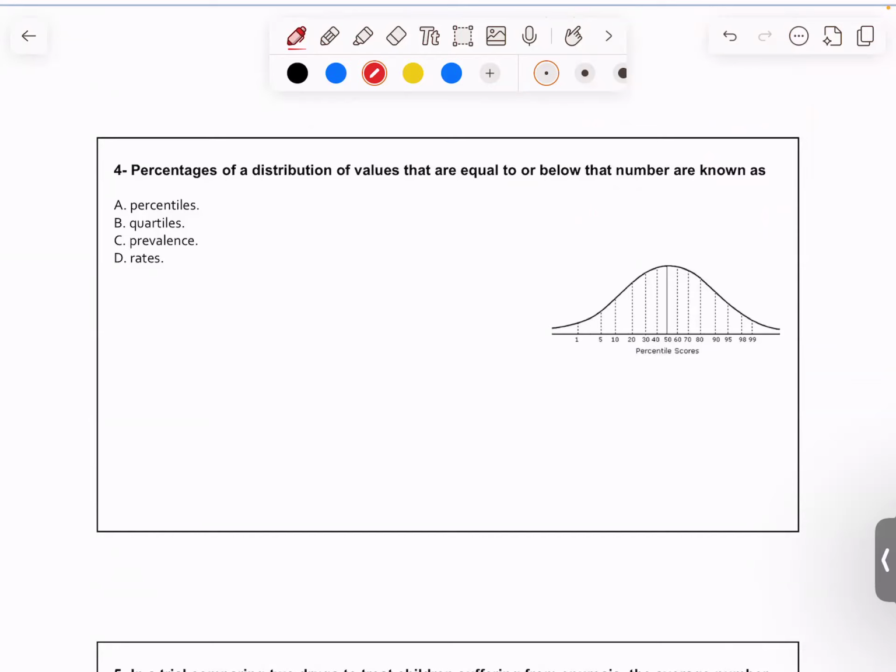Okay, the question asking here: percentage distribution of values that are equal to or less than the number. What does the question mean? The meaning of the question is that it is telling the distribution of values that are equal to or less than this number, meaning equal to or less than this value.